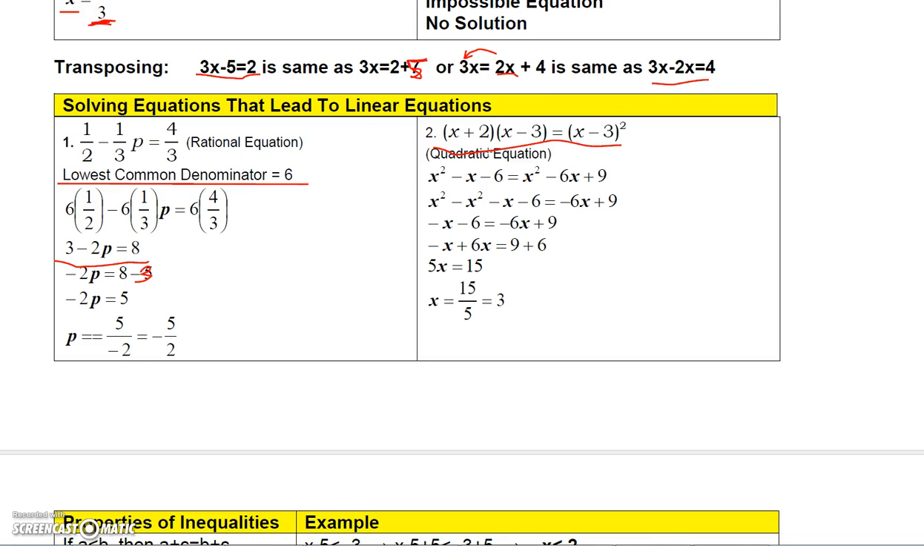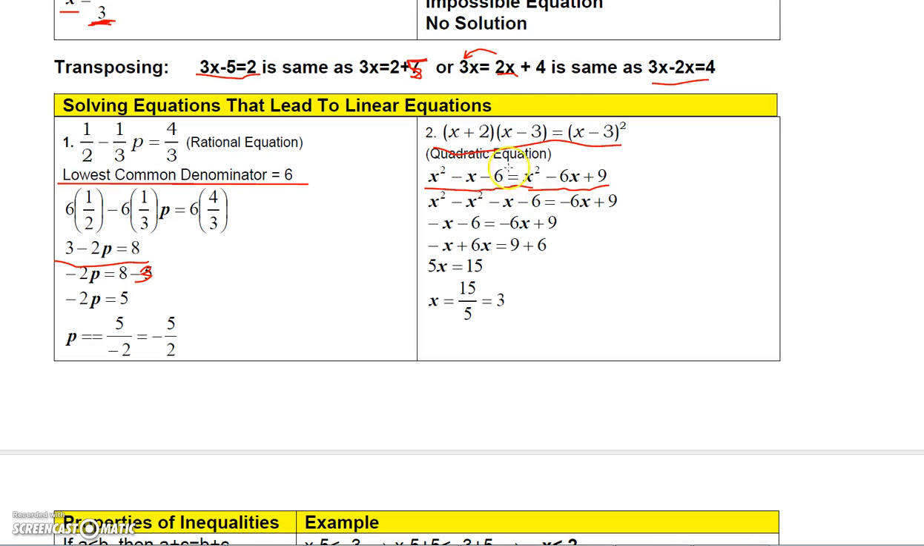This is a linear equation: x plus 2 times x minus 3 equals x minus 3 quantity squared. To solve this, you'll want to review multiplying binomials together and their properties. But I'm going to assume that you know how to do the FOIL method here. So x plus 2 times x minus 3 is going to equal x squared minus x minus 6. And then x minus 3 quantity squared is x squared minus 6x plus 9.